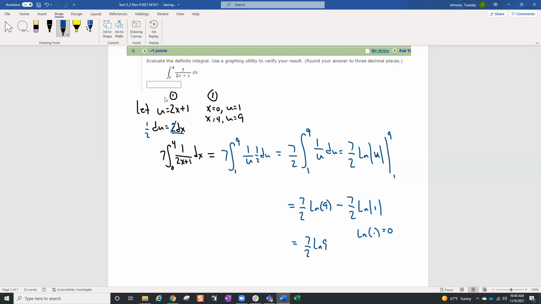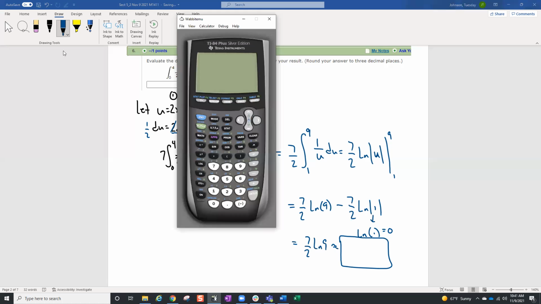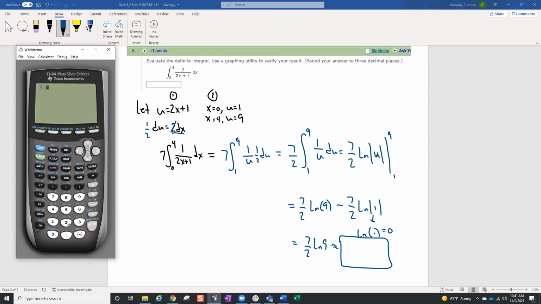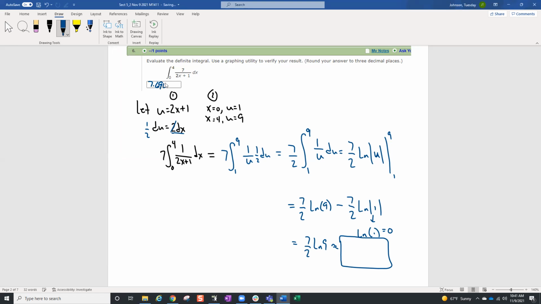And we could actually make it better than that. We could find our decimal approximation. To do so, we'll bring up the little handy calculator here. 7/2 times the natural log, ln of 9, close parentheses, and I'll get 7.690. All right, let's put it down here too. There we go. 7.690.